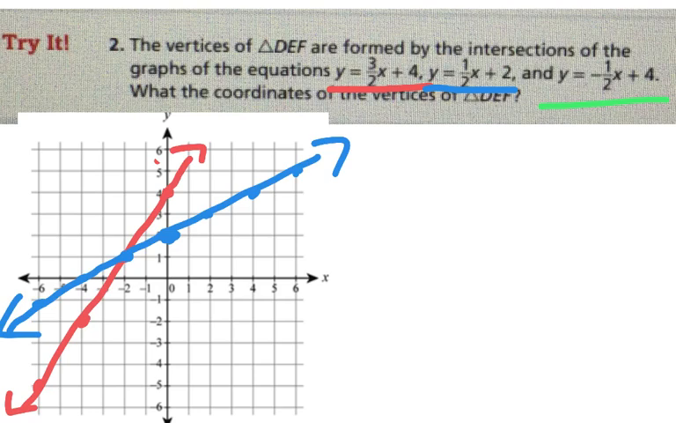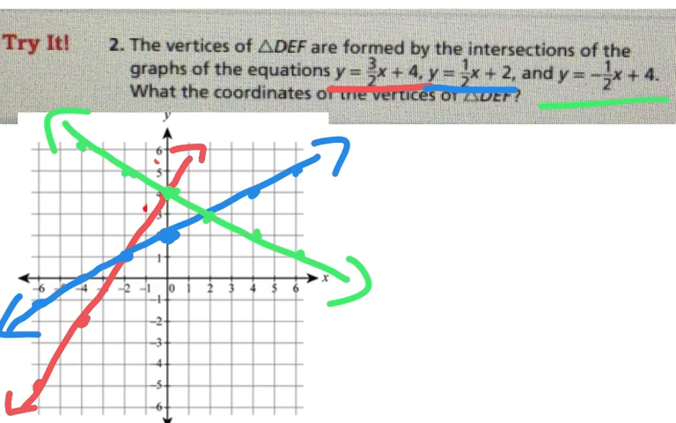Then the last one, negative 1/2 x plus 4. That means I'm going up to positive 4, plot my point. Then I'm going to use the negative 1/2 to find my next points. So I go down 1, right 2, down 1, right 2, down 1, right 2. Or I could go up 1 and left 2, up 1, left 2. And then I connect those points like so. And I now have my triangle. It's right here in the center, right? It's a pretty small triangle, but it's right here.